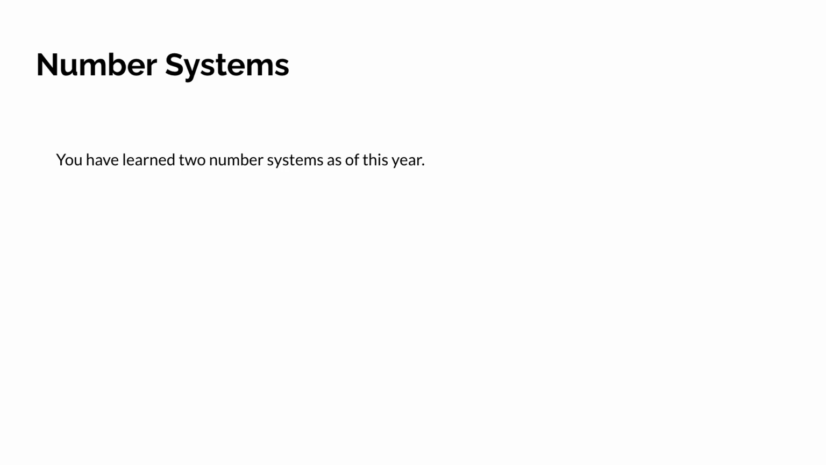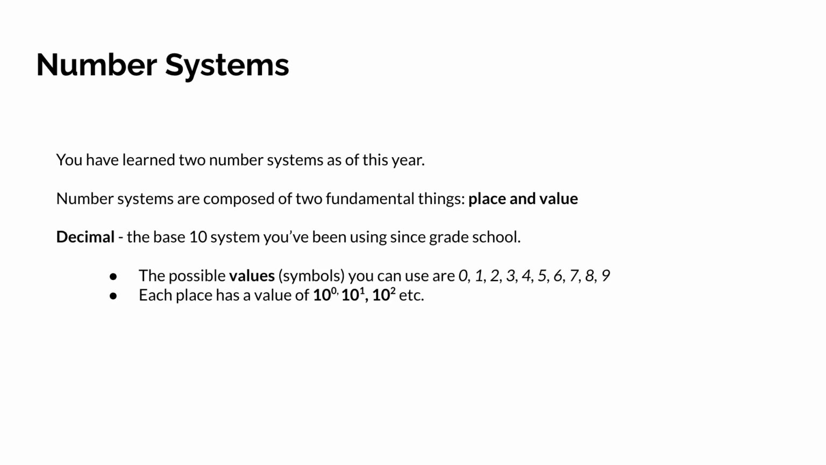So here we go. We've learned about two number systems as of this year. Number systems are composed of two fundamental things, place and value. Keep that in mind as we move forward. So far, we've learned about decimal, which is the base 10 system, and you've been using that since grade school. Possible values or symbols that we can use in the base 10 system are 0 through 9. Each place has a value of 10 to the 0, 10 to the 1, 10 to the 2, all the way up to infinity, right? So we can represent any value with the decimal system that we want to.